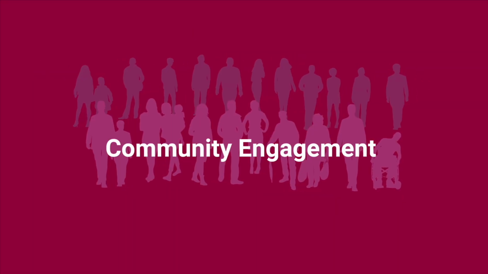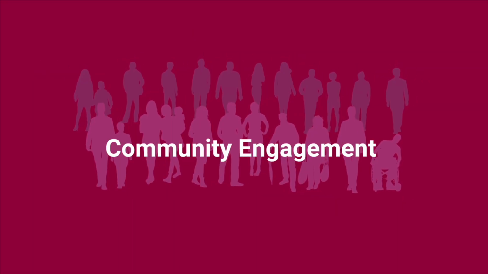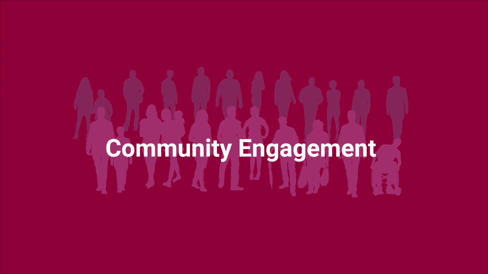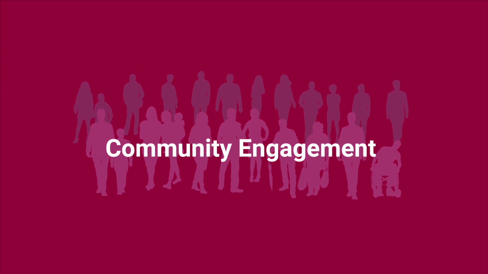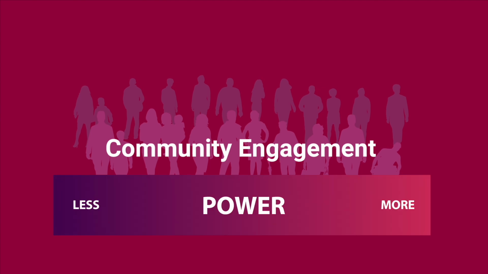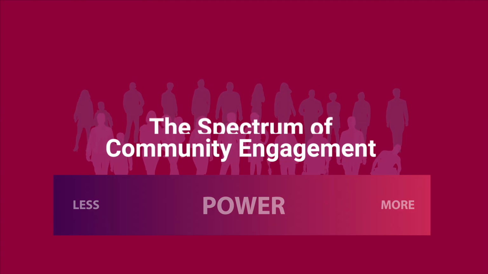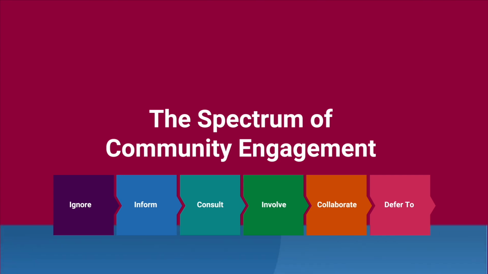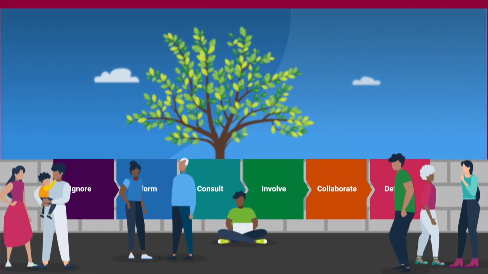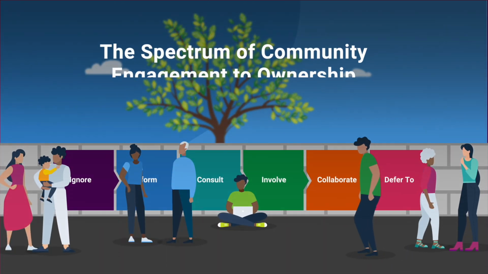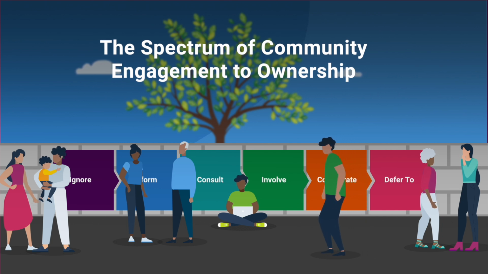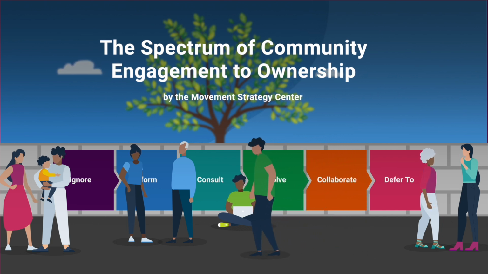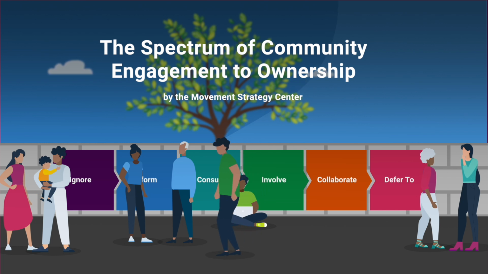Public health recognizes that community engagement is important. If we want to serve the community, we have to talk to them. However, there are different approaches to community engagement that can facilitate more or less power for the community. We can see these different approaches depicted along a spectrum. There are many different community engagement spectrums. We're going to focus on the spectrum of community engagement to ownership by the Movement Strategy Center because it helps us think about moving beyond community engagement to community power.